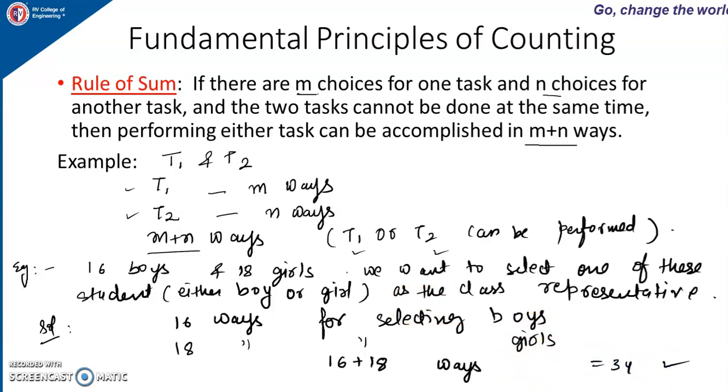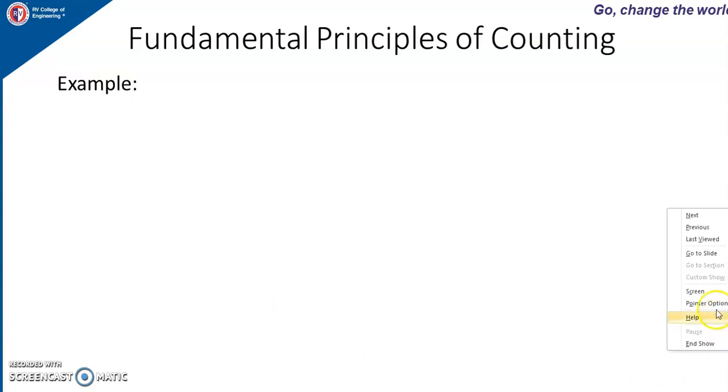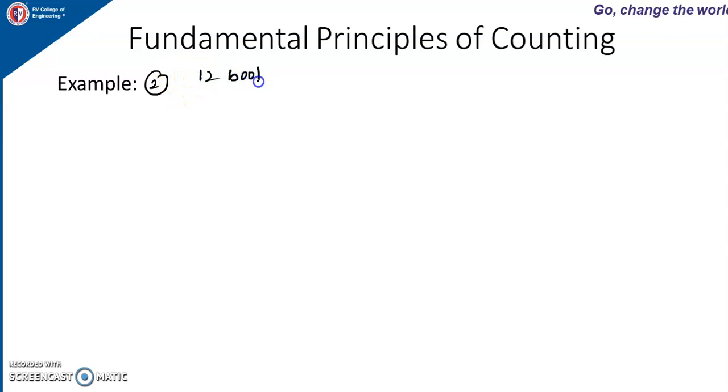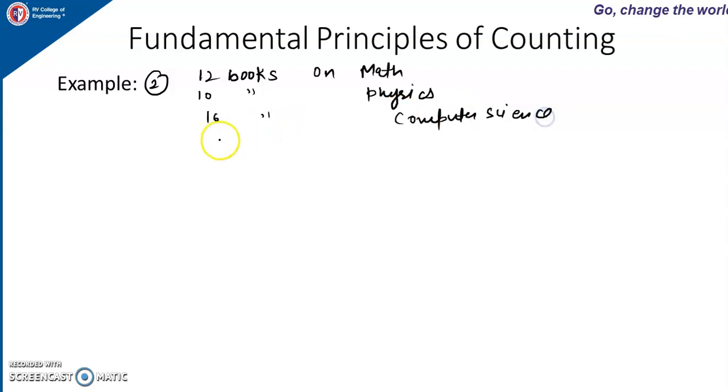Let's take one more example. Suppose a college library has 12 books on mathematics, 10 books on physics, 16 books on computer science and 11 books on electronics, and a student wants to choose one of these books for study.